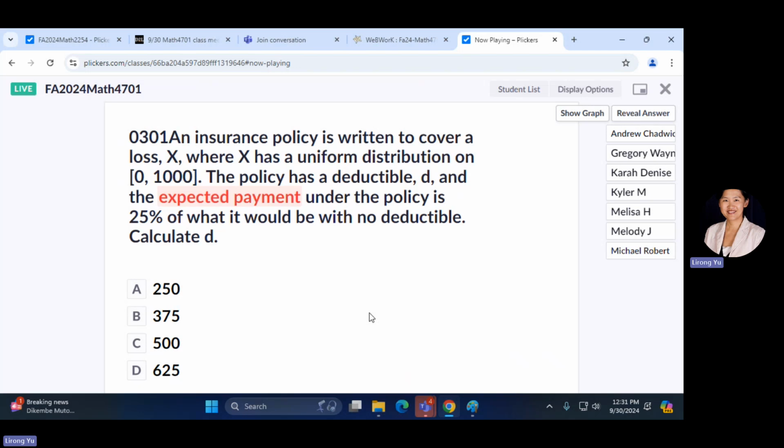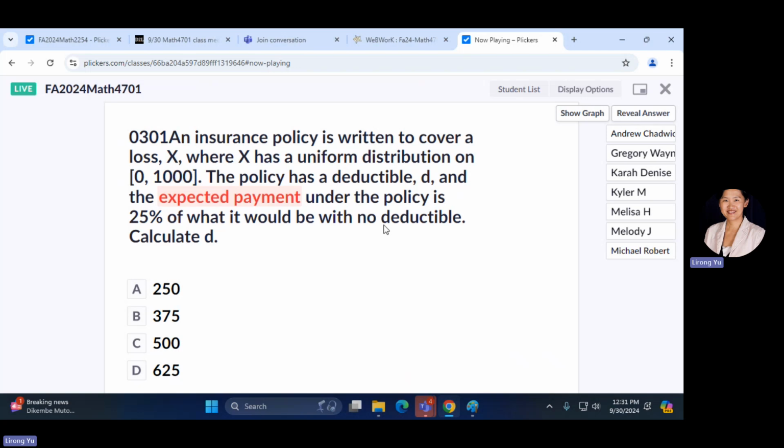That means the loss is uniformly distributed between 0 and 1,000. I imagine that could be, like, the repair of a car, so the cost can be small or larger within that range. The policy has a deductible D. The expected payment under the policy is 25% of what it would be with no deductible. Calculate D, which is how much deductible we should set.